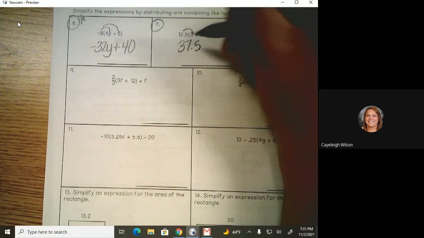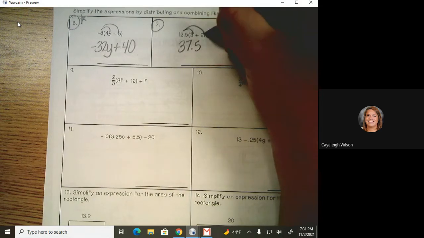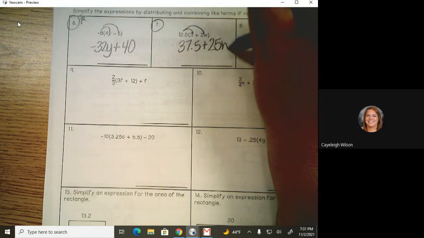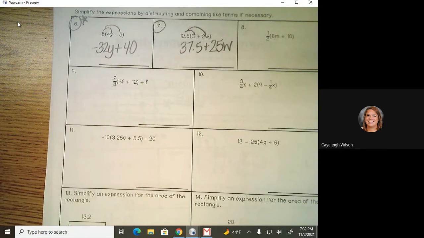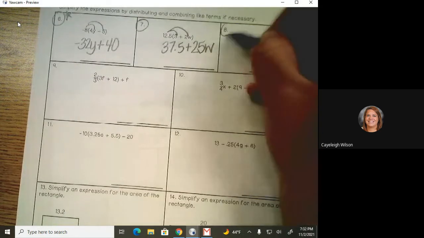All right, so 12.5 times 3 is 37.5, and I just used my calculator. And then 12.5 times 2w, so 12.5 times 2, that's 25w. And those are not like terms, so that's where I stop. All right, and then try number 8.